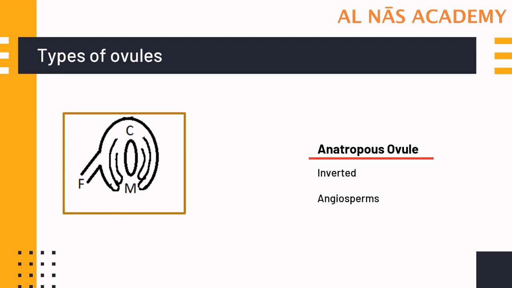The next one is the Anatropous ovule. Now, the Anatropous ovule is exactly the opposite of the Orthotropous ovule. In the Anatropous ovule, the whole body is inverted, making an angle of 180 degrees, due to which the micropyle becomes very close to the hilum. It is most commonly seen in angiosperms.